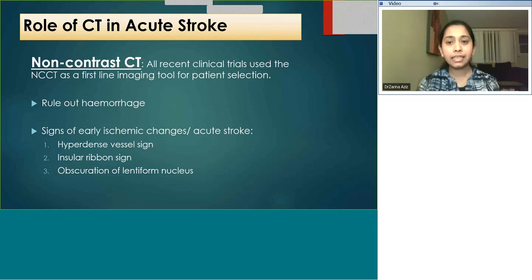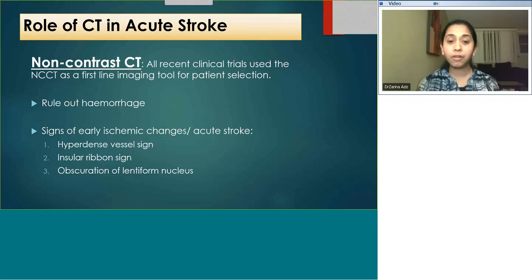So, role of CT in acute stroke. What does CT do now? There are various imaging modalities in acute stroke. It can be CT, MRI, angiography. Most importantly, when a patient comes to your hospital and presents with acute stroke, initially the patient is assessed clinically to rule out stroke mimics, be it seizures or something, and as soon as it is diagnosed as acute stroke, the patient is rushed to the CT scanner to perform a non-contrast CT.